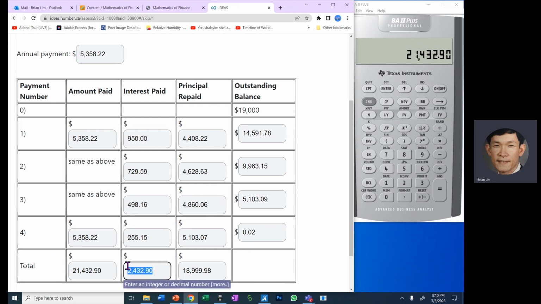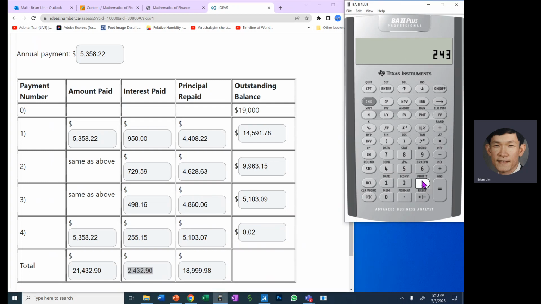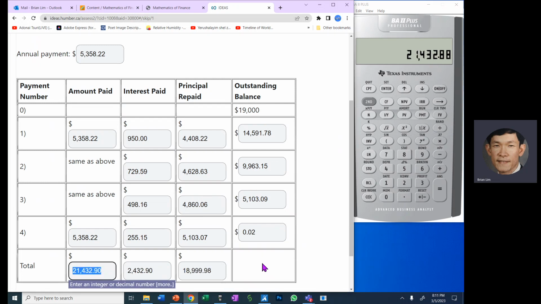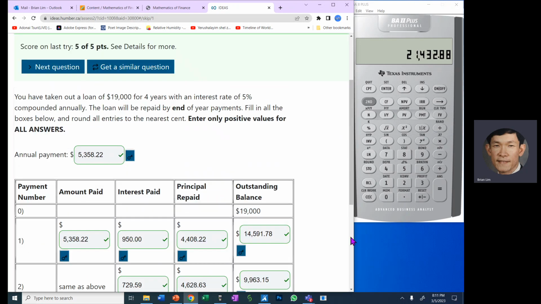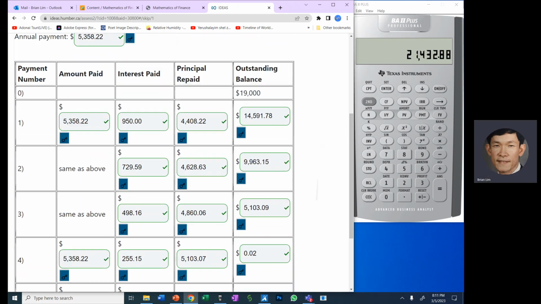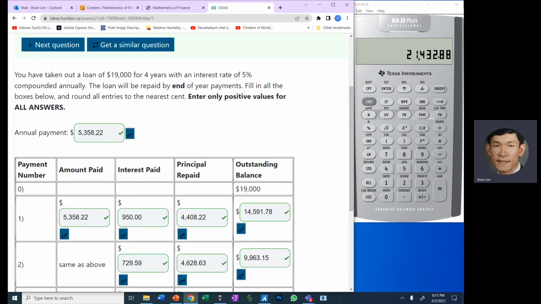So we get, let's take this one first, 2432.90 plus this number here, 18999.98. And that gives us $21,432.88. So this number here is actually correct because that would take care of this 2 cents right there. All right, but those discrepancies come up. Anyway, let's see if we submit the question, if all is well. Okay, so that bit of a balance there is allowed.